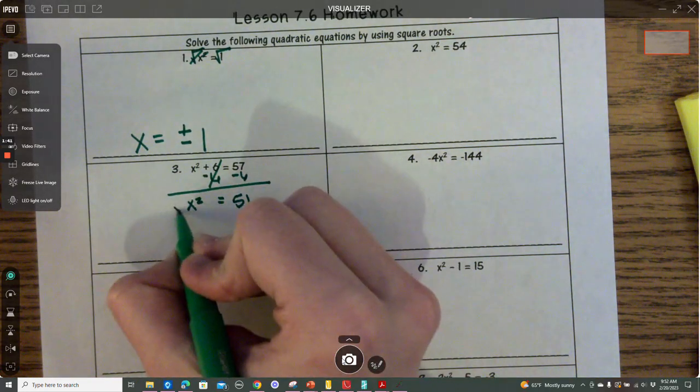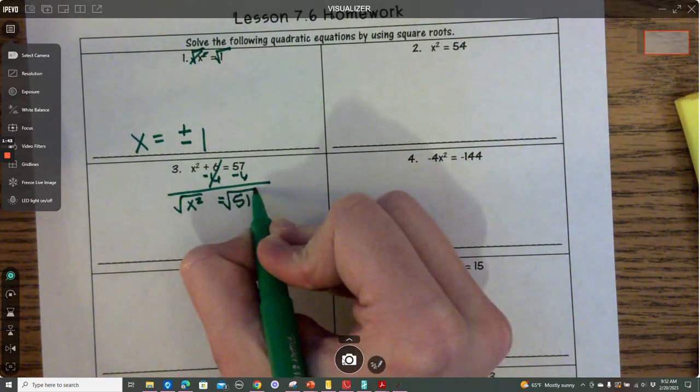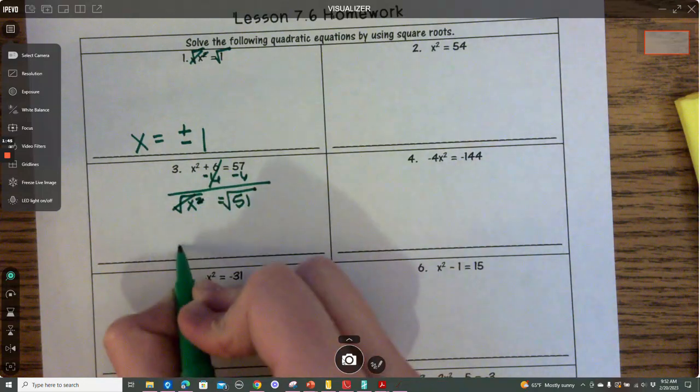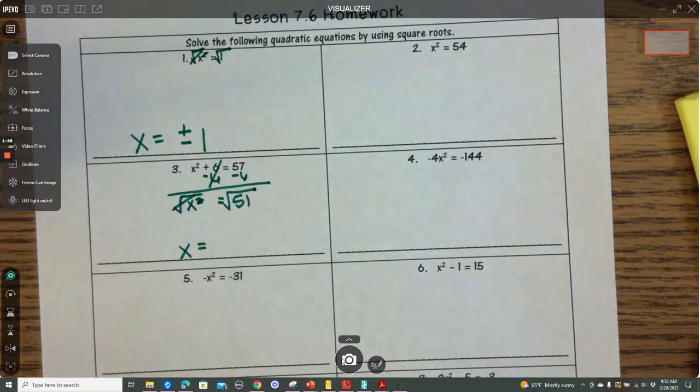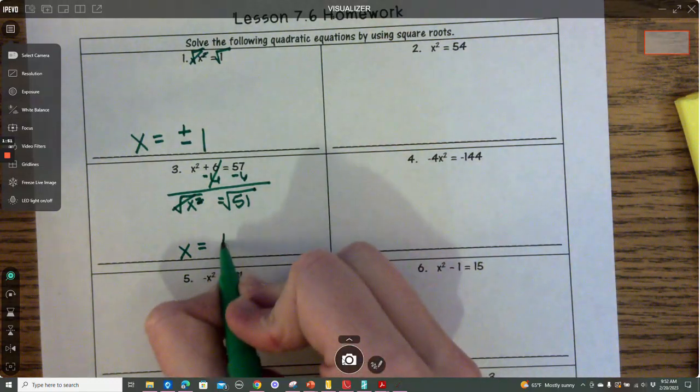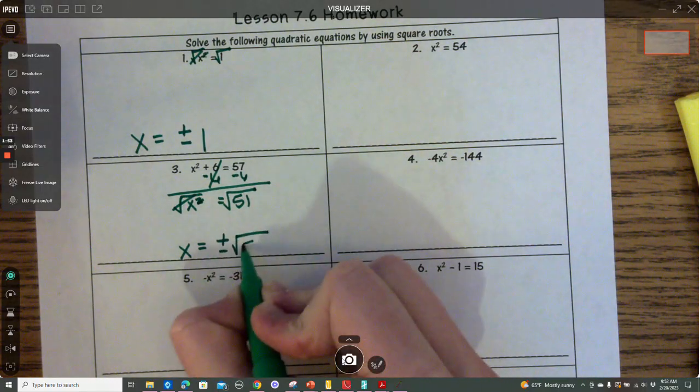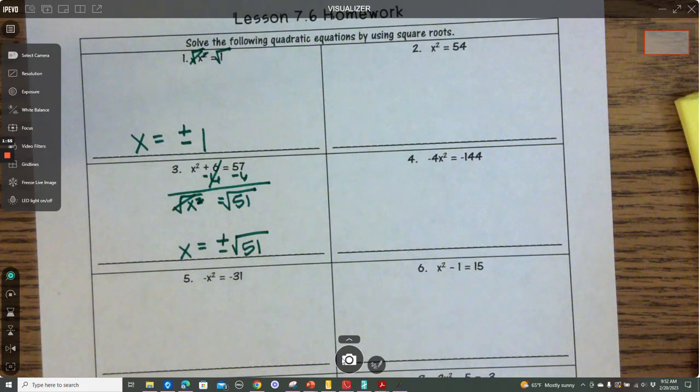And then I can just square root both sides. So this is going to cancel that squared sign. And then here, the square root of 51, that's as simple as we can get. So our answer is just positive, negative, square root of 51.